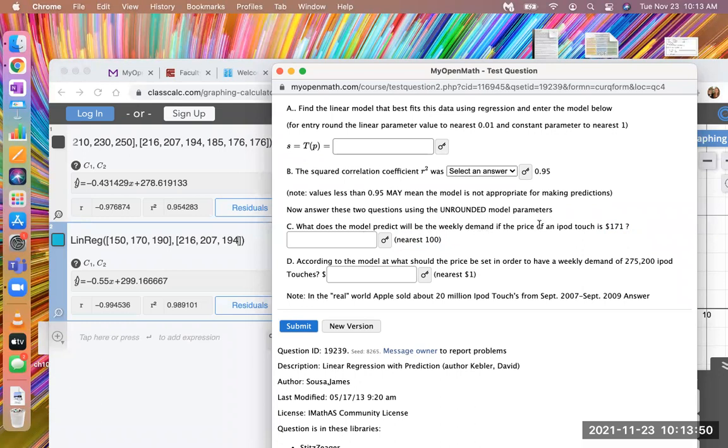So they say find y if x equals 171. It's the same question that they're asking you. And they don't want us to round anything, just keep it nice and accurate. So let's write it down here.